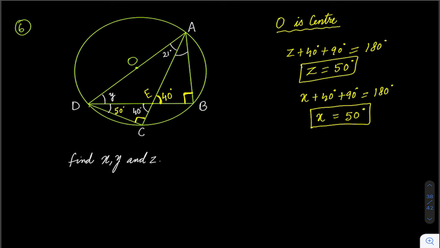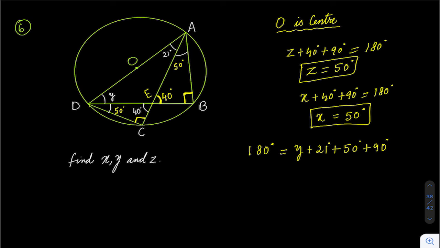Okay, so we know this x. So let's first remove this x and write here 50 degrees. I think it's very clear. So y comes in triangle ADB, and in triangle ADB, two angles are known, right? So we can write y plus 21 plus 50 plus this angle 90. The sum of this should be 180 degrees in triangle ADB.